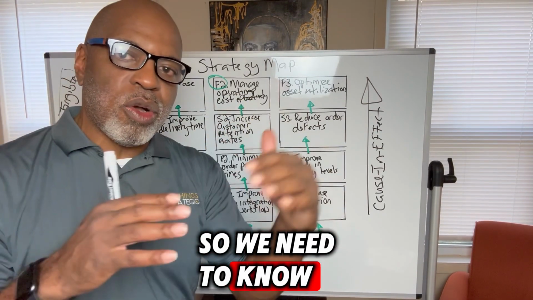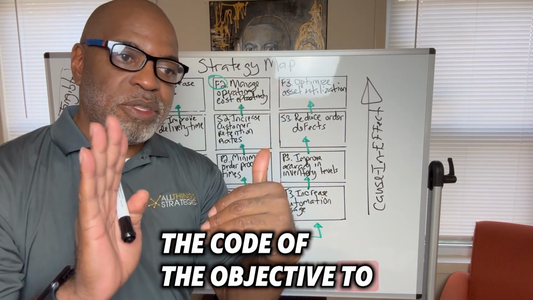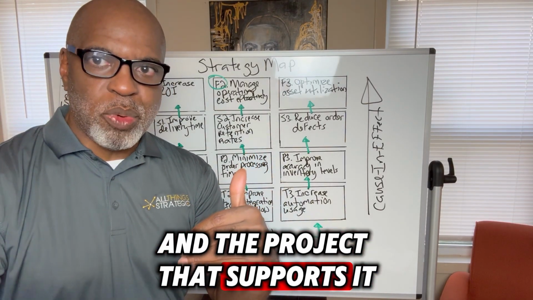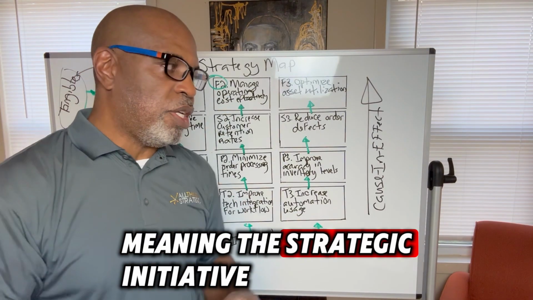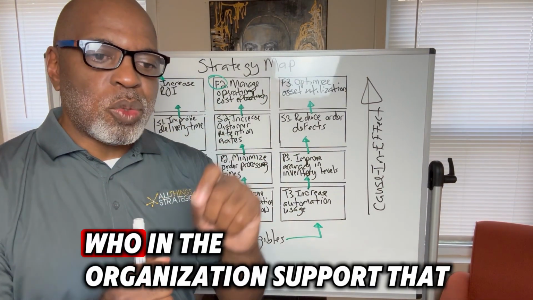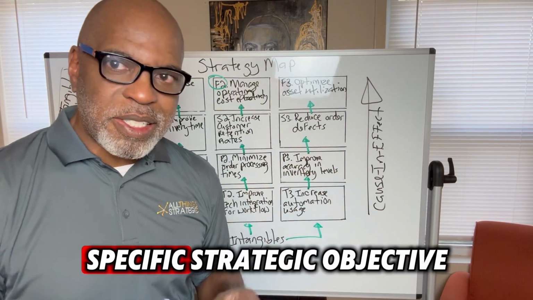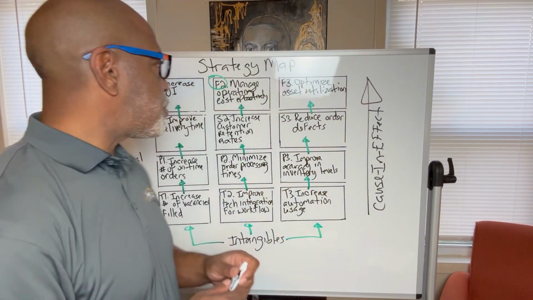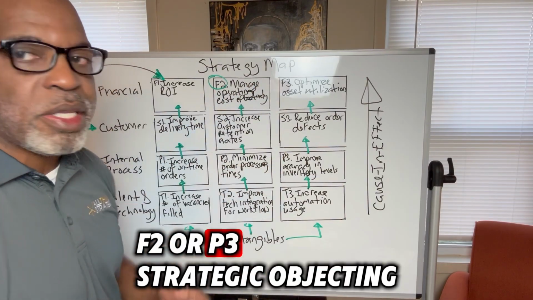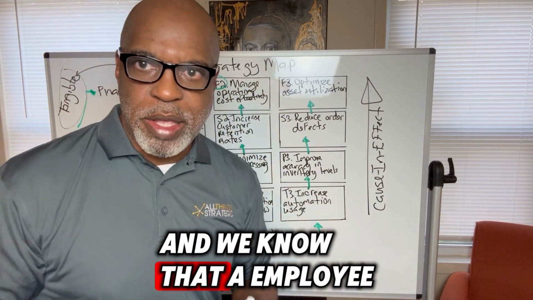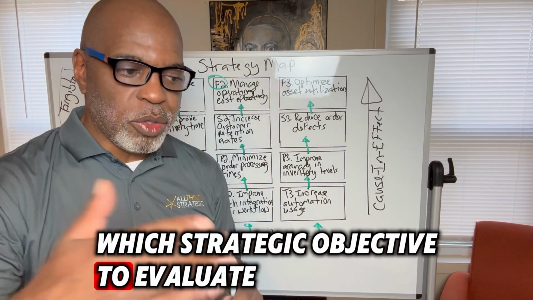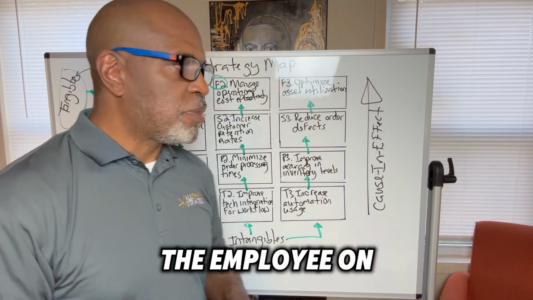So we need to know the code of the objective to determine the metric that supports it, and the project that supports it as well, meaning the strategic initiative. So we align to the codes. And we also need to know who in the organization supports that specific strategic objective. So we will assign that person an F1, an F2, or P3 strategic objective, and we know at an employee review meeting which strategic objective to evaluate the employee on.